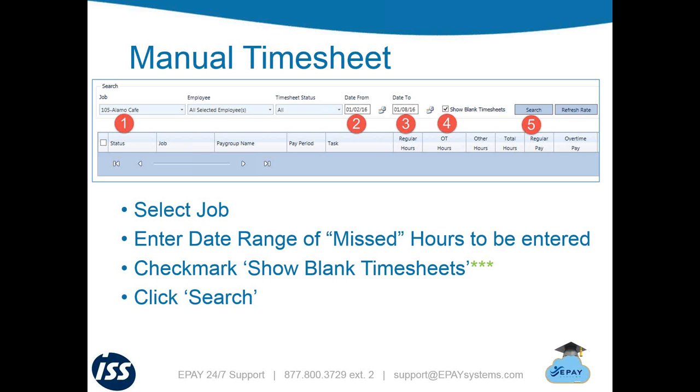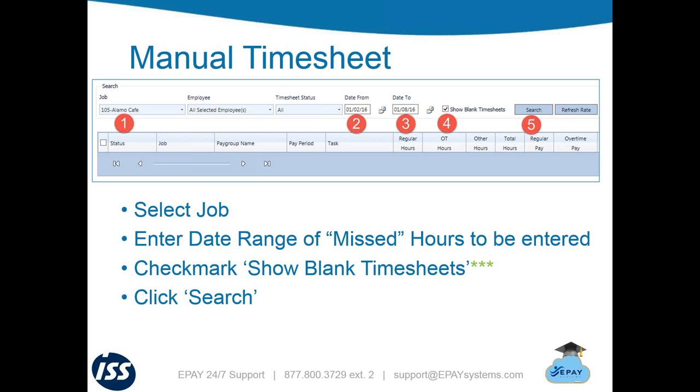Secondly, you're going to enter the date range of the missed hours to be entered. So here in step 2 and 3, as noted here in the red circles, you basically tell the date range you want to create a timesheet for. So make sure the dates are correct and correspond to the pay period that you missed out on.